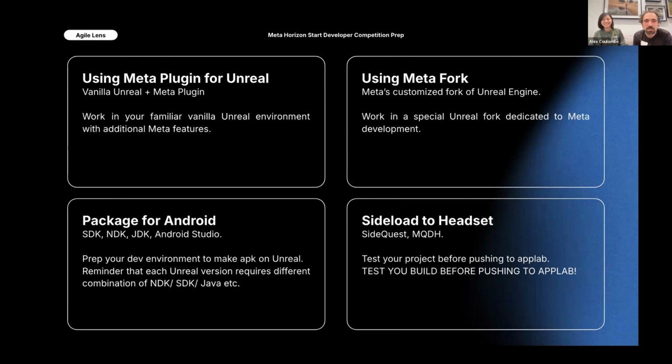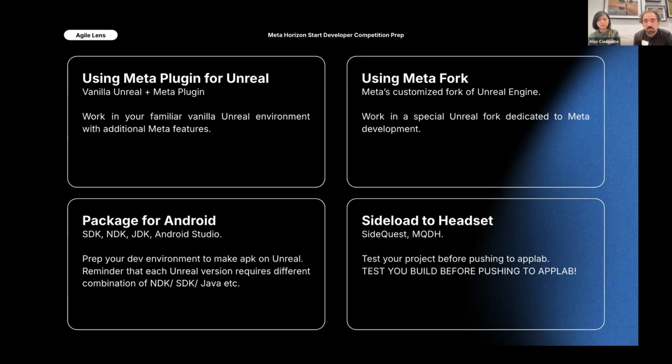Yeah, I'll just mention briefly. There's a few different ways you can go about setting up your project. There's the Meta plugin for Unreal. You get that from Meta's website, and that can just be downloaded and added like any other plugin for Unreal, which for those who are more familiar with Unity, it's kind of like the package manager. It's this thing that can be enabled or disabled on a per project basis.